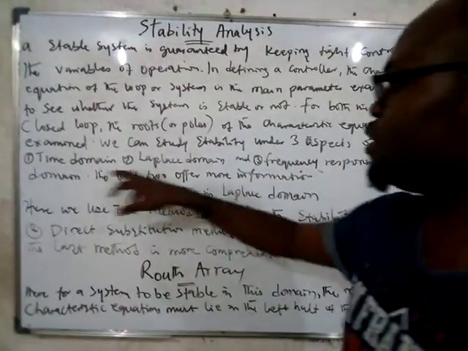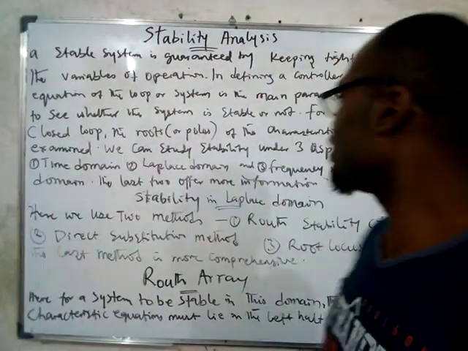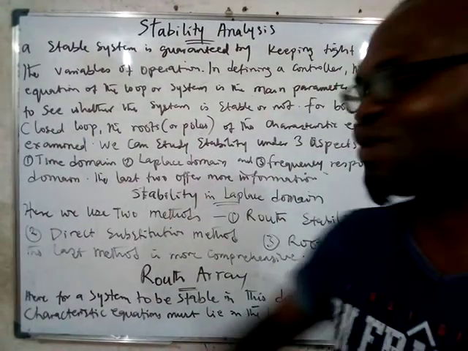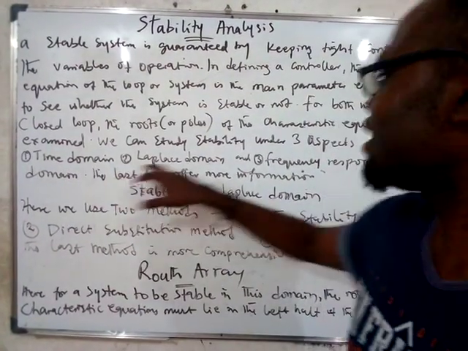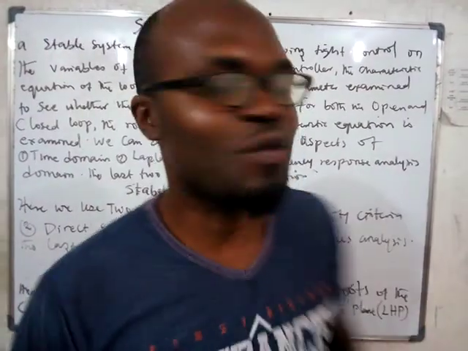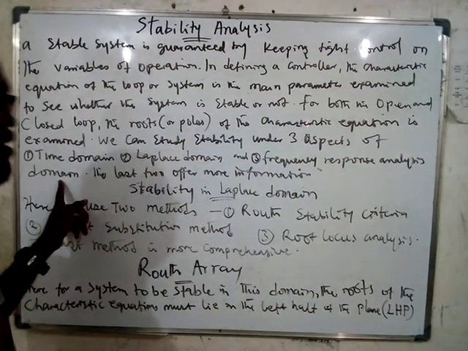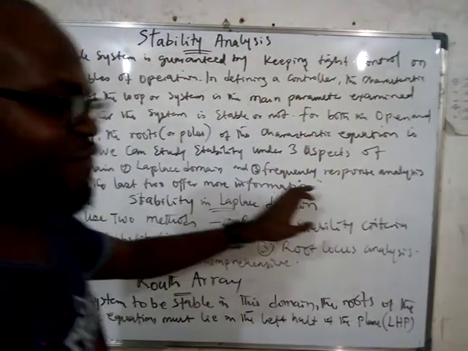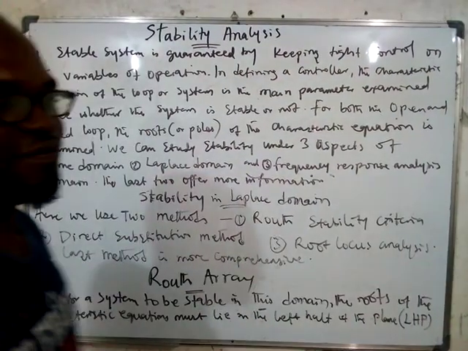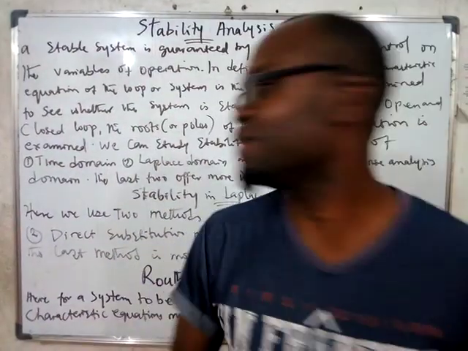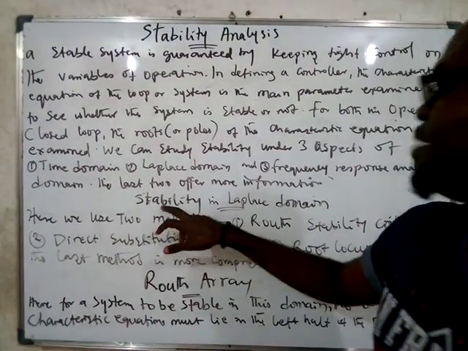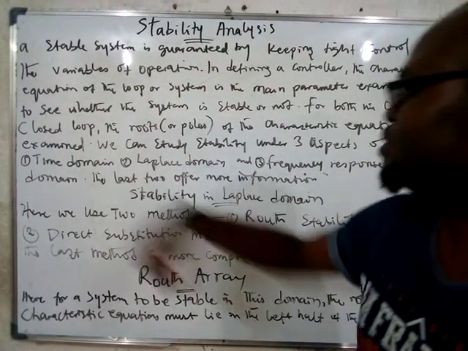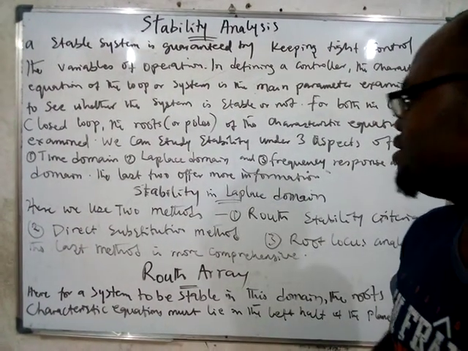Number one way of studying stability in control is what we call the time domain. Number two is the Laplace domain. And number three is the frequency response analysis domain. The last two offer more information. So if you study using the Laplace domain and frequency response analysis domain, you will have more information as to what you are looking for. Now, let's study stability in the Laplace domain, the second one, since it has more information than the time domain.